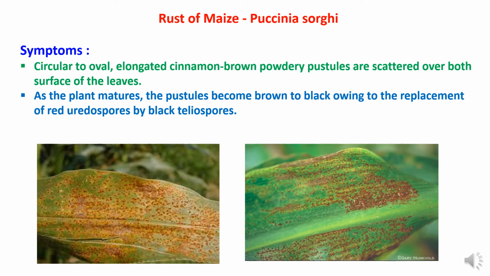Now the rust of maize crop, which is caused by the fungus Puccinia sorghi. Now symptoms: the symptoms are circular to oval, elongated, cinnamon brown powdery pustules scattered over both surfaces of the leaves. As the plant matures, the pustules become brown to black owing to the replacement of red urediniospores by black teliospores.